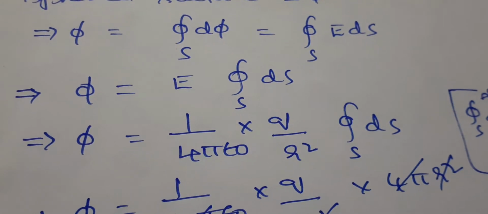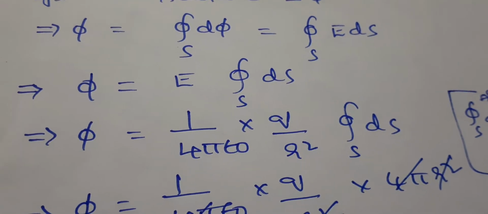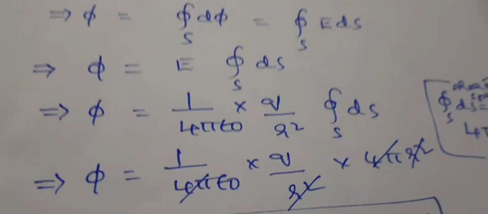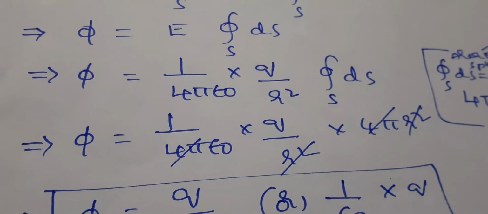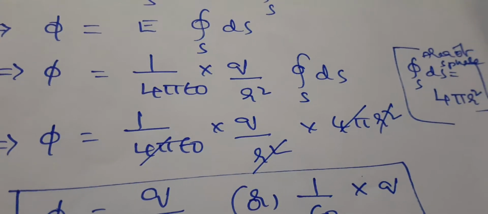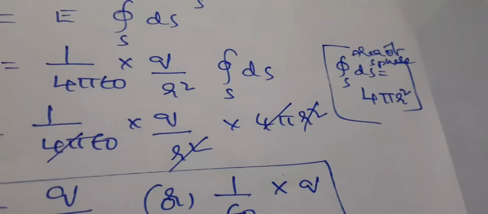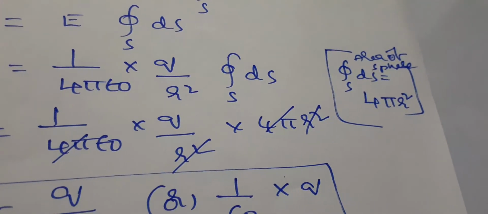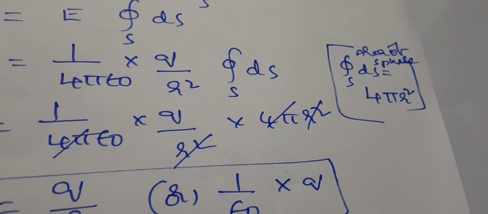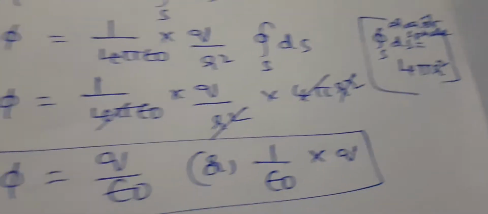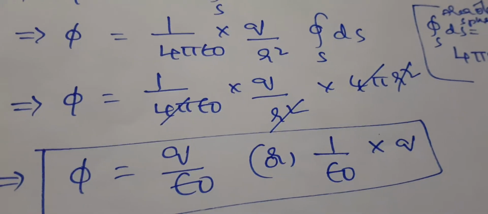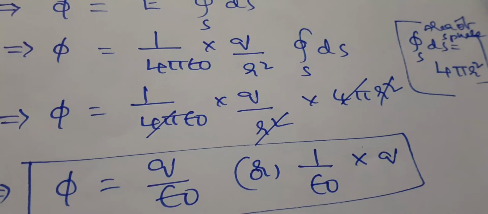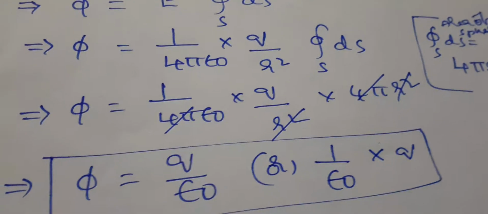So phi is equal to E, which is a constant, times surface integral of ds, but E we already derived as 1 by 4 pi epsilon naught into Q by R square. So surface integral of ds, the complete surface area of the sphere, is 4 pi R square. That is why phi is equal to 1 by 4 pi epsilon naught into Q by R square times surface integral of ds, which means surface area of the sphere.